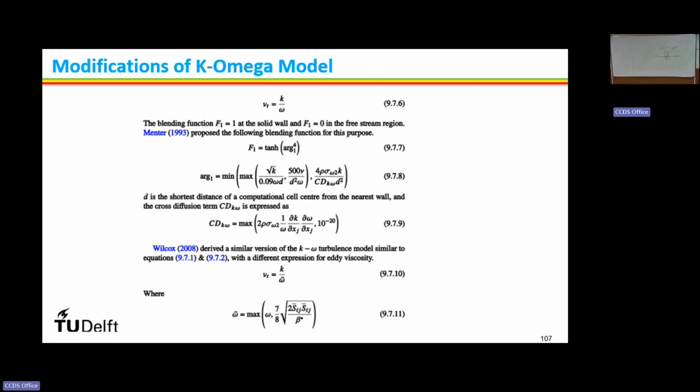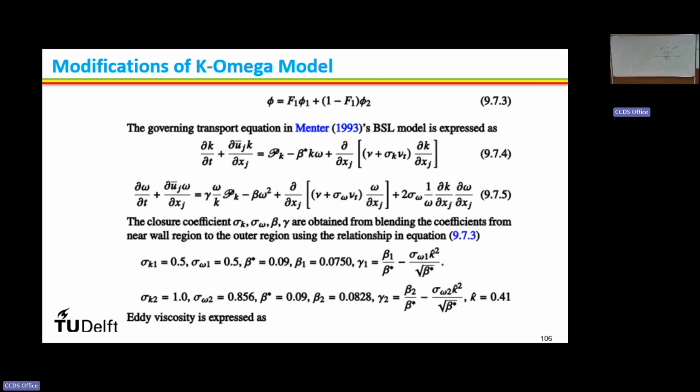Okay. Once this is known, you can calculate f1. Once f1 is known, you can calculate any property beta, any property gamma, everything, because gamma 1 is known, gamma 2 is known. You put gamma 1, gamma 2, f1, f2, and you will calculate from the blending function, for each cell, based upon the shortest distance from the face, you will get it. Clear? He did it. 93 paper, Florian Menter did it.